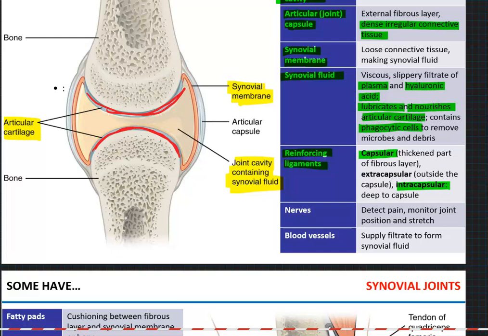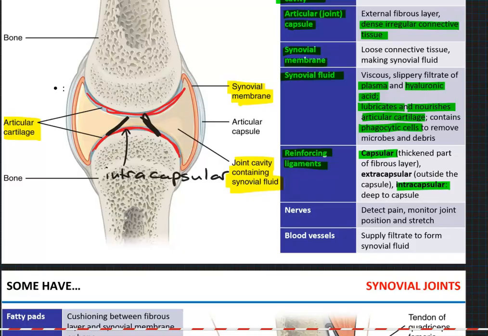In other words, I can illustrate it. For instance, let's put the ligament here and here. I'm just messing with it. But the idea is that this will be intracapsular.